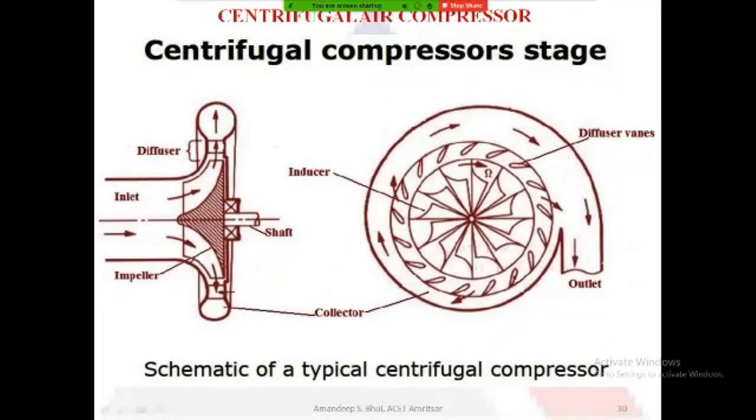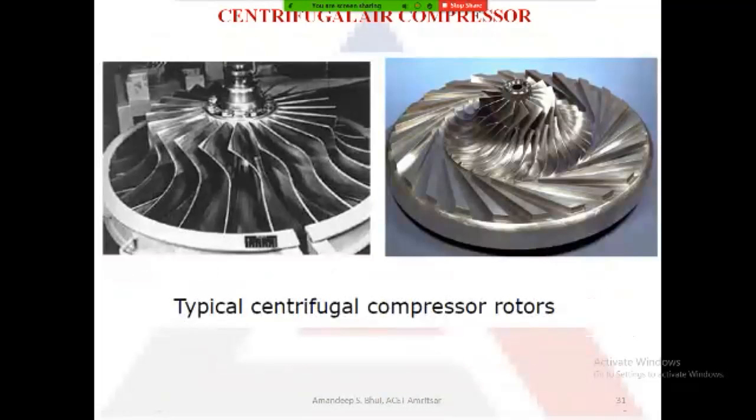As this impeller is moving at a high RPM, when the air moves along the blades, it increases its kinetic energy. And this increased kinetic energy air, when it passes through these diverging blades or the diffuser blades, the kinetic energy gets reduced. This decrease in kinetic energy gets converted into pressure. So the pressure of air increases. So this is the basic working of a centrifugal compressor.